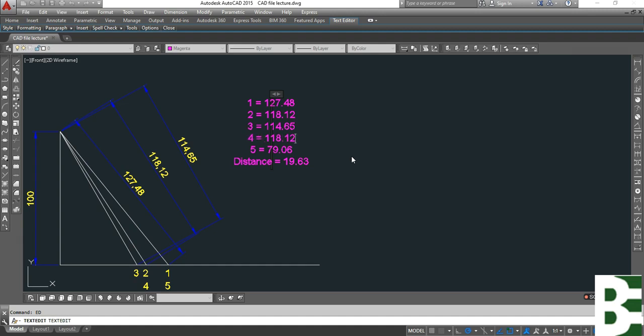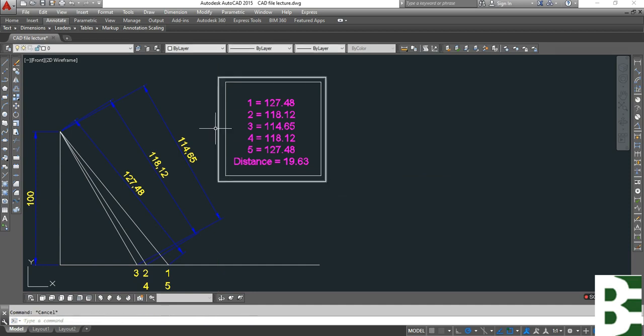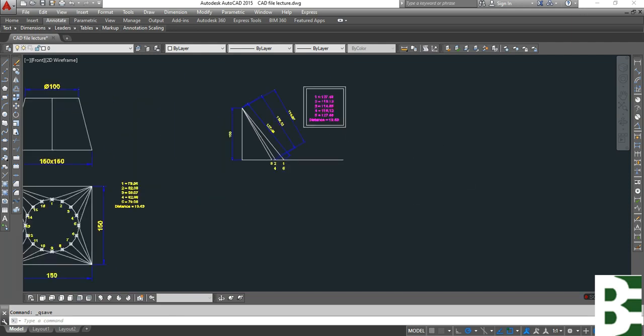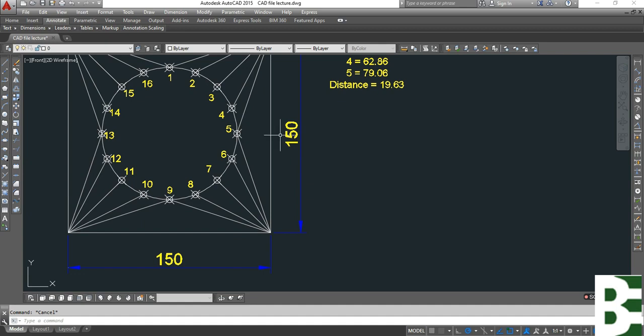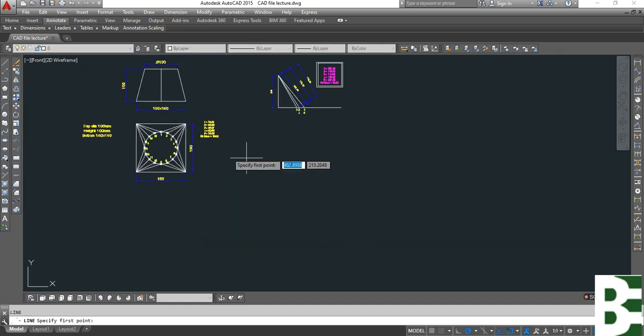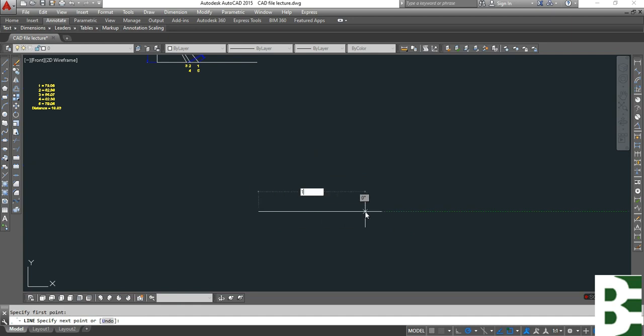And number 4 is 118.2, and the last, number 5, is 127.48, and the distance will remain the same because this is the segment, all the segments we have. And now I will start from this bottom line, 150 millimeter. This is also 150 millimeter. This is my baseline.